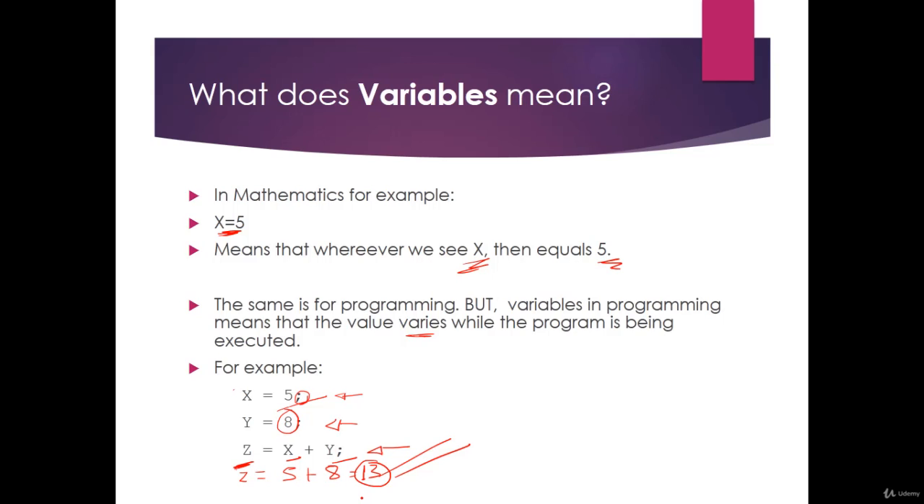So this code means that we assign the value 5 to x, then we give the variable y the value of 8, and finally the variable z will get the value corresponding to the sum of x plus y, which means 13. So this was an example of the sequence structure where each command is executed once the previous one has been completed.